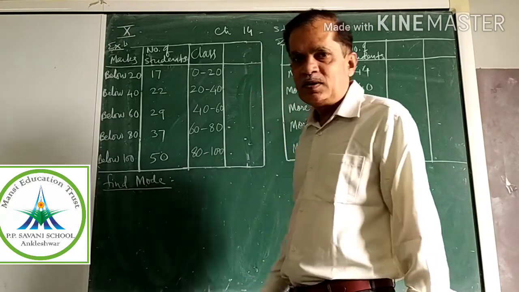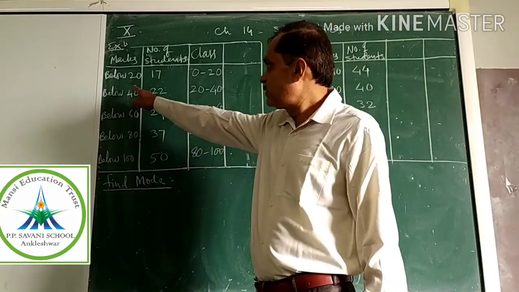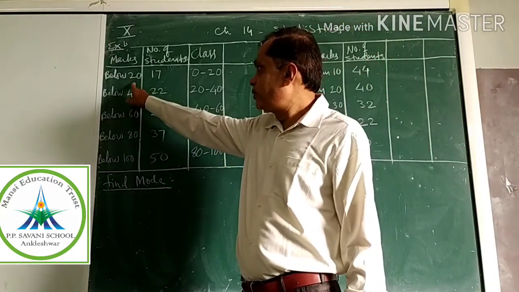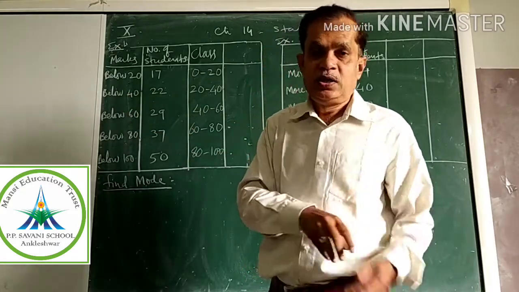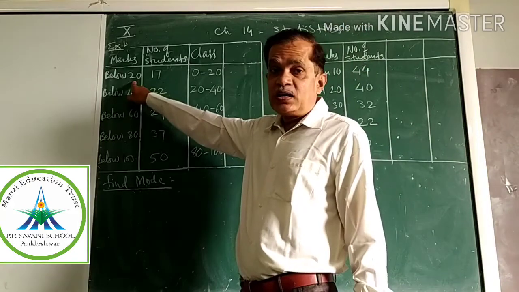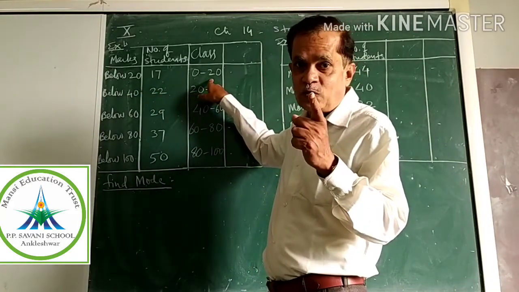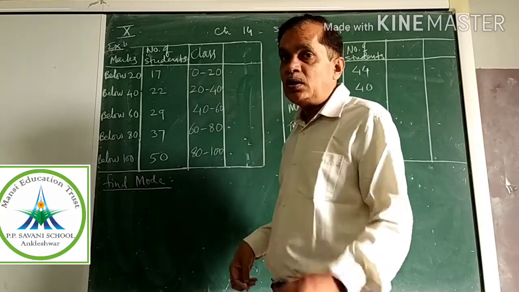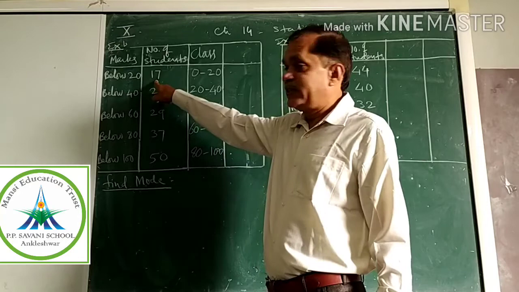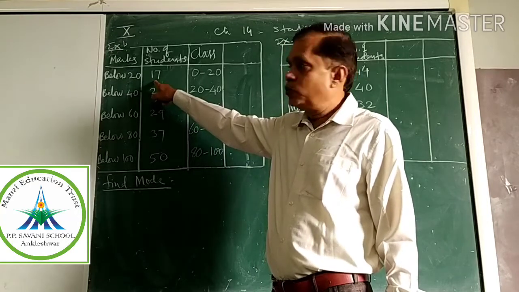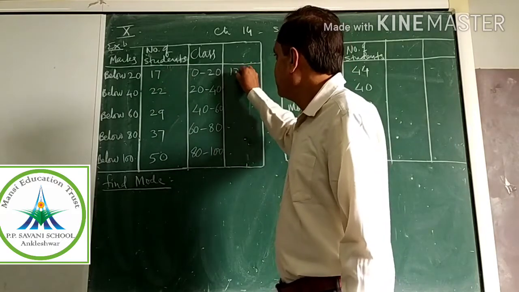Got it? Understood? If it is less than or below, first try to understand what the gap is. See, 20, 40, 60, 80, 100. The gap is 20. So if I write below 20, it's definitely 0 to 20. The gap is 20. Okay, this is very important. Now see, below 20 is 17. So this 17 is the frequency for 0 to 20.